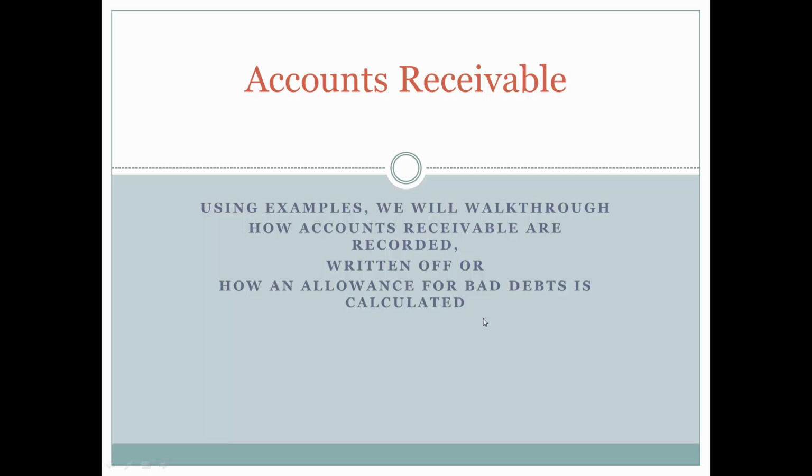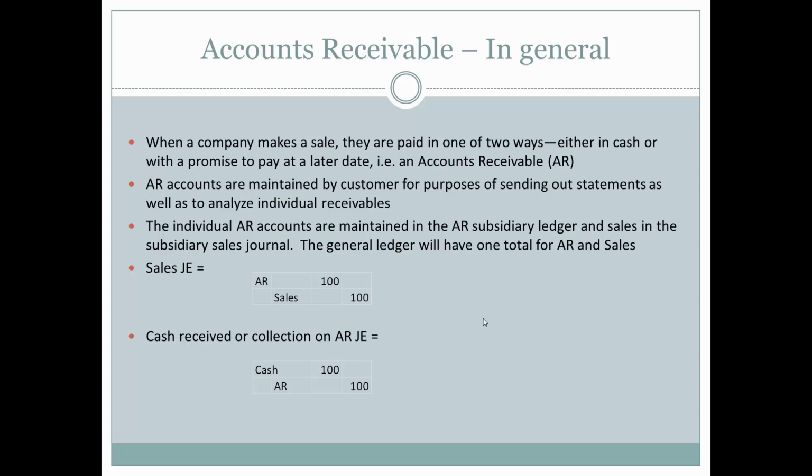Accounts receivable. Using examples, we will walk through how accounts receivable are recorded, written off, and how an allowance for bad debts is calculated. When a company makes a sale, they're paid in either one of two ways. Either they receive cash or they receive a promise to pay at a later date, i.e. an accounts receivable. We're going to abbreviate that as AR.